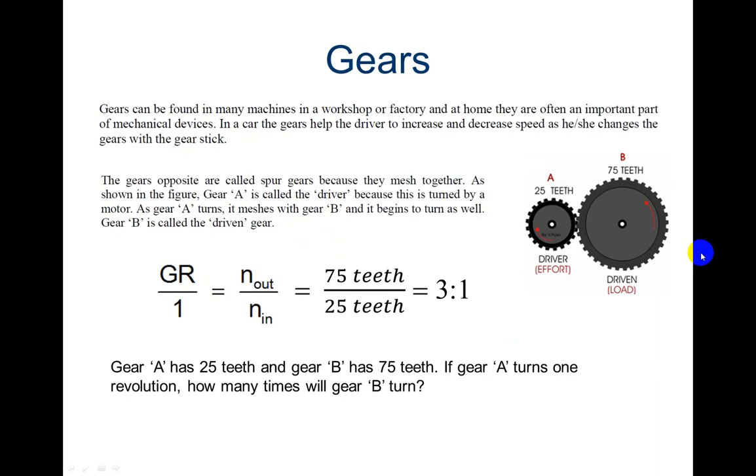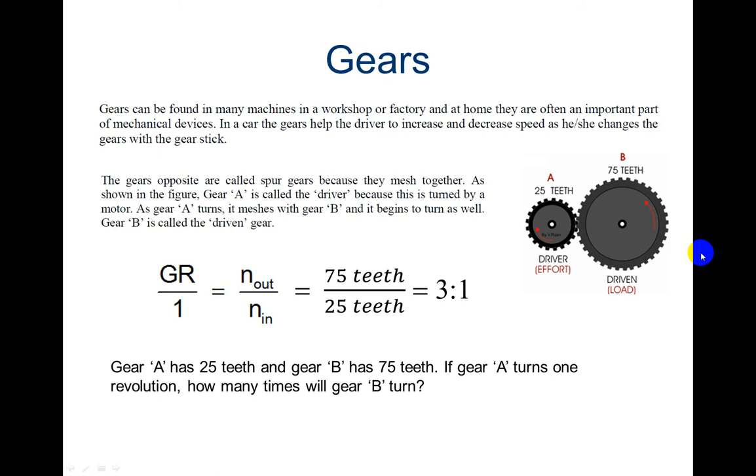Gears can be found in many machines in a workshop or factory, and at home they are often an important part of mechanical devices. In a car, the gears help the driver to increase and decrease speed as he or she changes the gears with the gear stick. The gears opposite are called spur gears because they mesh together.